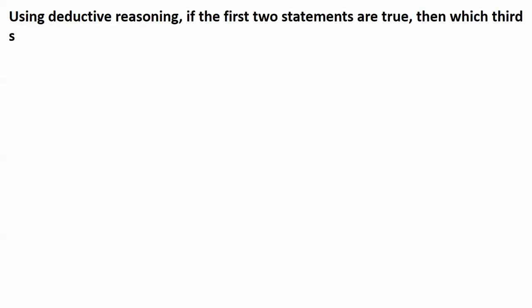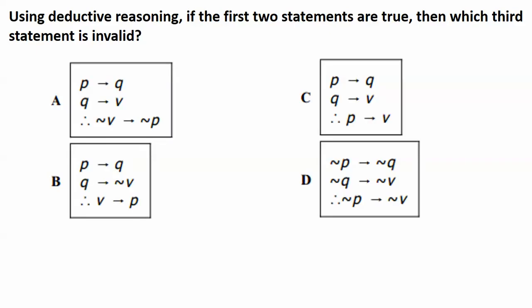Using deductive reasoning, if the first two statements are true, then which third statement is invalid? We need to focus on that term invalid. That means not true. Let's look at our laws. First, we have syllogism. If P, then Q. If Q, then V. Therefore, if P, then V. I see that C matches this almost exactly, so it is valid.